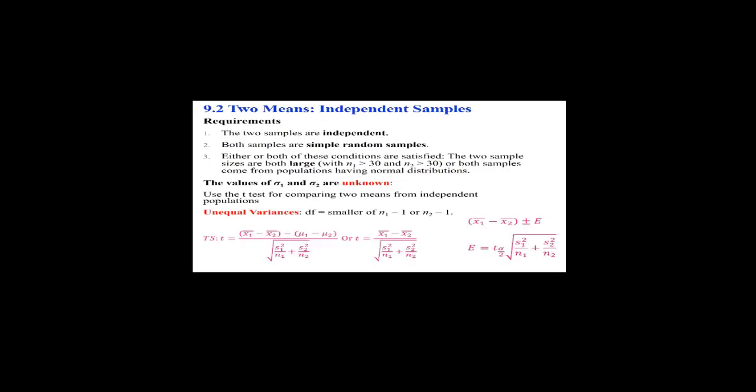Look at x1 bar minus x2 bar plus minus. That is not changing. What is changing? E is changing. In the case of sigma missing for one sample, E was t alpha over 2 times the square root of S over N. Now it's S1 squared over N1 plus S2 squared over N2, which is similar to that. Test statistic, again, is similar to that. X1 bar minus X2 bar, and this goes to 0 because it comes from H0, over the square root of S1 squared over N1 plus S2 squared over N sub 2.